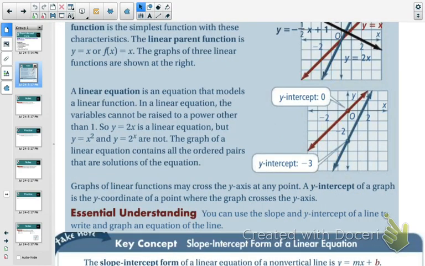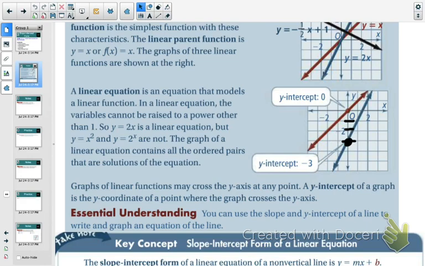So if you look here, graphs of linear functions may cross the y-axis at any point. A y-intercept of a graph is the y-coordinate of a point where the graph crosses the y-axis. So the parent function has a y-intercept of 0, because it's y equals x plus 0. If we look at the blue one down here, that one has a y-intercept of negative 3, because it goes down 1, 2, 3.